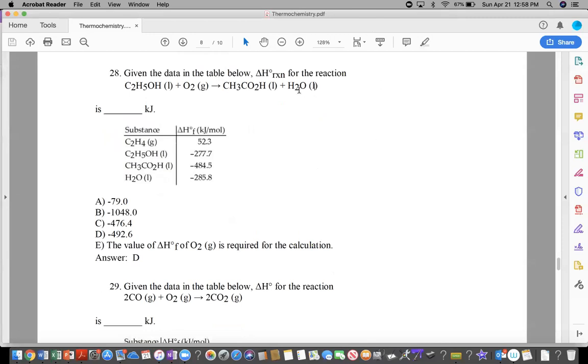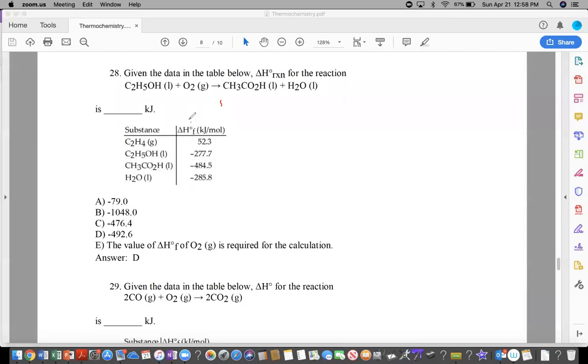Okay. So we're given that we have C right here now. Okay. So what we have is C2H5OH plus oxygen gives us this plus water. We're going to find the delta H for the reaction. And then we're given these numbers for all these different molecules.